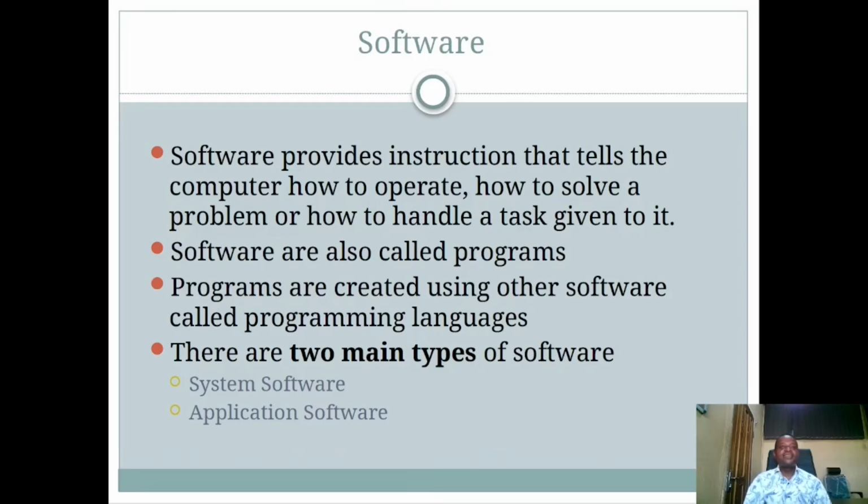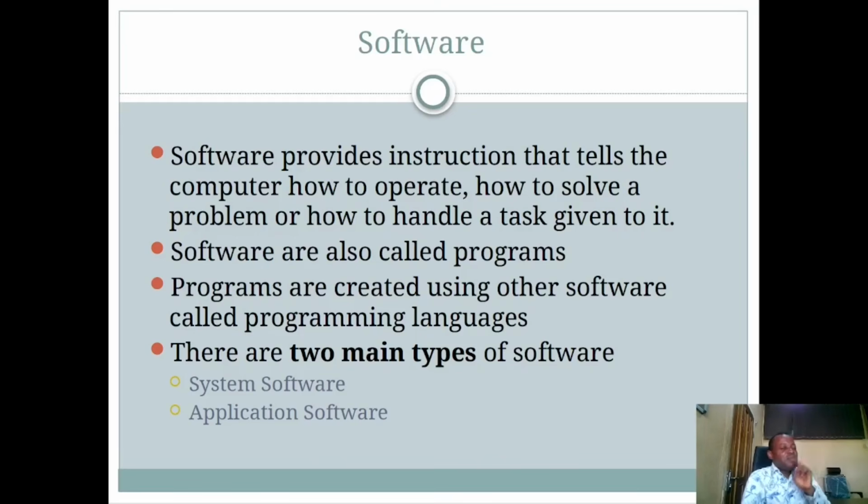So software are just instructions that tell the computer system how to solve a problem or how to handle a task given to it. There are series of instructions that tell the computer system how to solve a problem or handle a specific task. Another name for software is programs, and some people use it interchangeably. Programs are created using other software called programming languages.